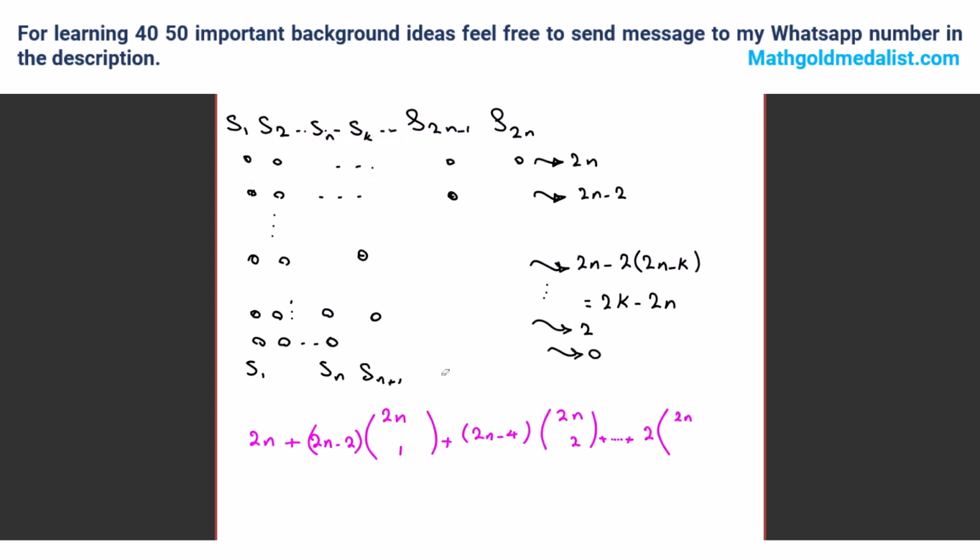Let's say something. You can say 2n choose 1 or you can say 2n choose 2n minus 1, right? Because we have 2n minus 1 subsets. We want to select 2n minus 1 subsets from 2n subsets. So it's 2n choose 2n minus 1, right? And next one you can say 2n minus 2, right? And last one, 2. How many n subsets are there from S1 to S2n? 2n choose what?